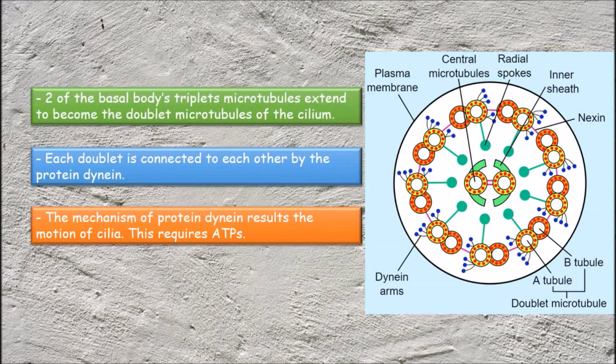Each doublet is connected to the next by the protein dynein. When ATP activates the motor domain of dynein, it attempts to walk along the adjoining microtubule doublet. This would force the adjacent doublets to slide over one another, resulting in the motion of cilia.